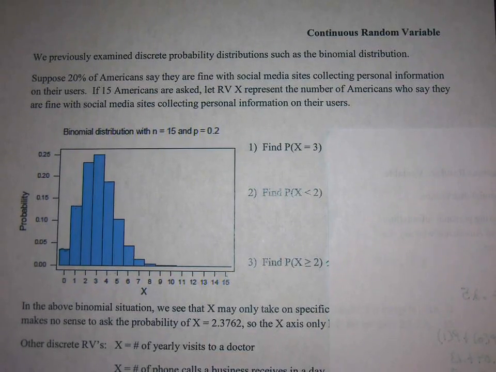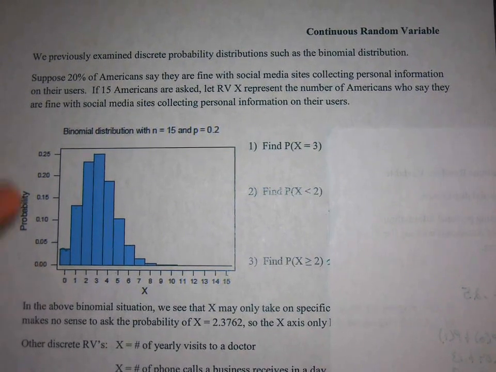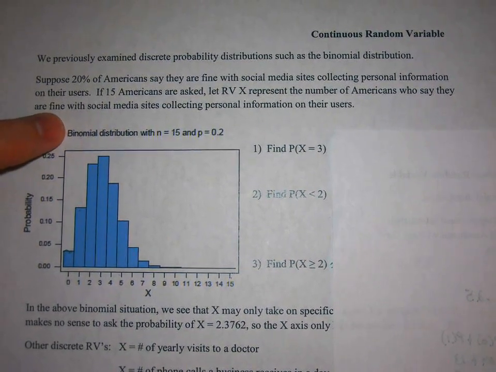We previously examined discrete probability distributions such as the binomial distribution. Suppose 20% of Americans say they're fine with social media sites collecting personal information on their users. If 15 Americans are asked, let random variable x represent the number of Americans who say they are fine with social media sites collecting personal information on their users. So I give you the graph here that represents that binomial distribution. Remember that n is 15 and the probability of success is 0.2.